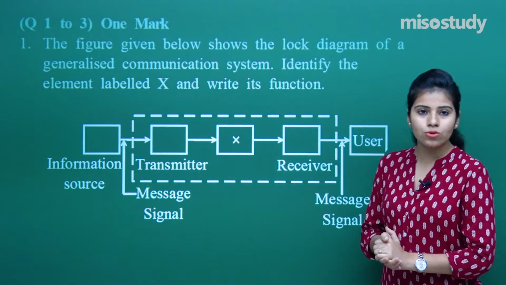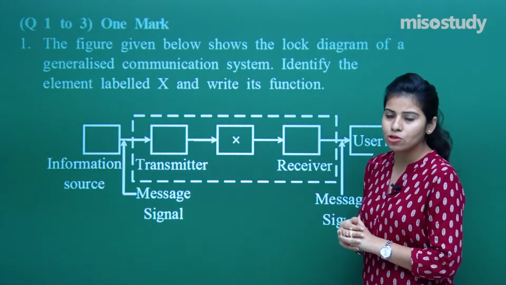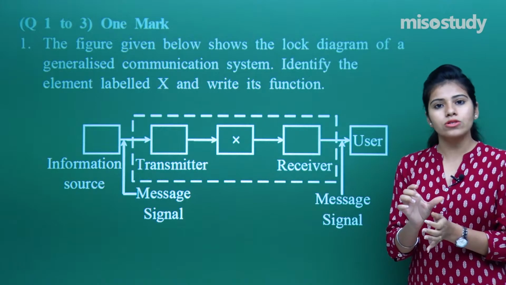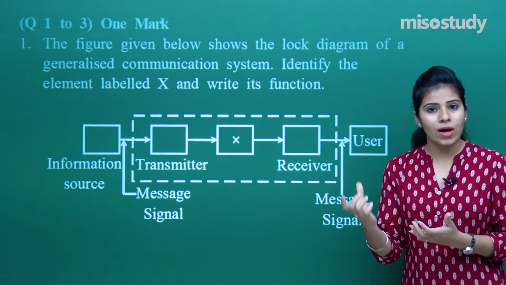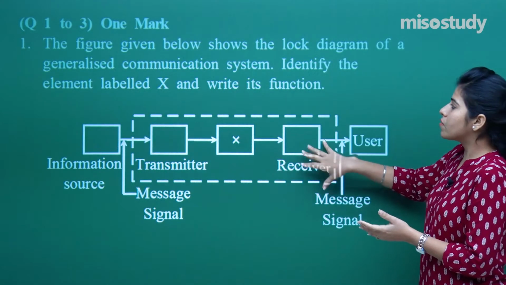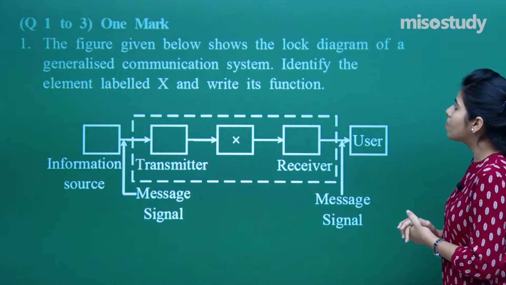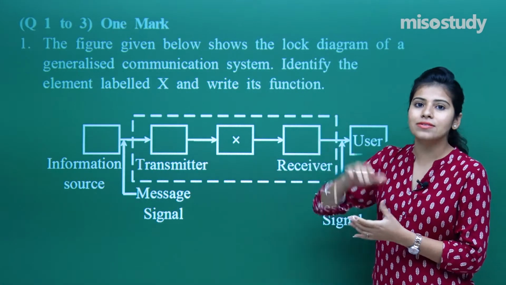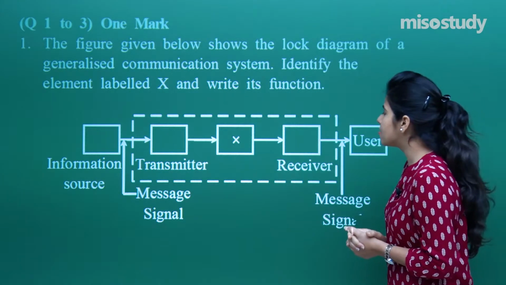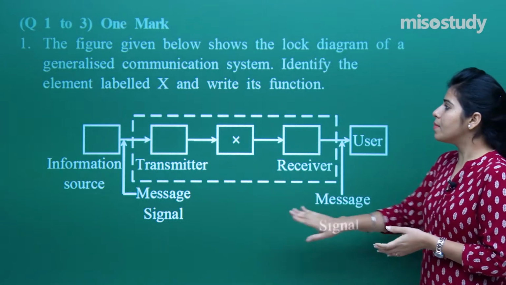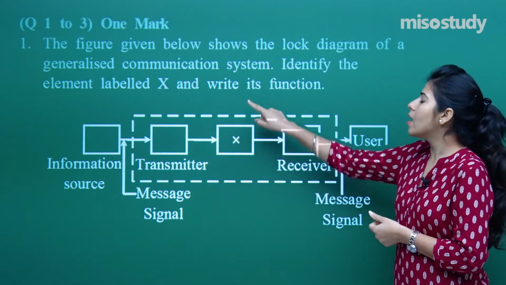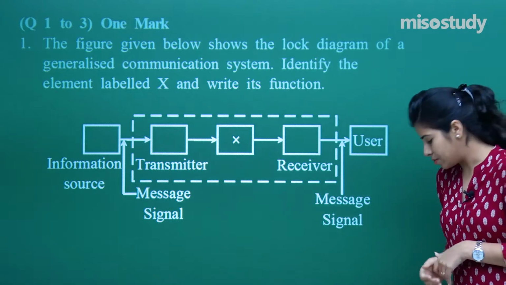So question number 1 to 3, as you can see, are 1 mark questions. We are not going to go into the detail of the question, we are just going to give a 1 mark answer according to the 1 mark. Okay, so the figure given below shows the block diagram of a generalized communication system. Identify the element labeled X. This is the element labeled X, this we have to tell, and we have to write its function.